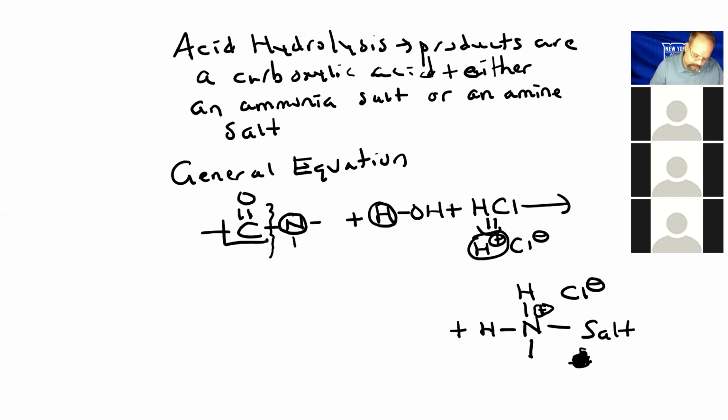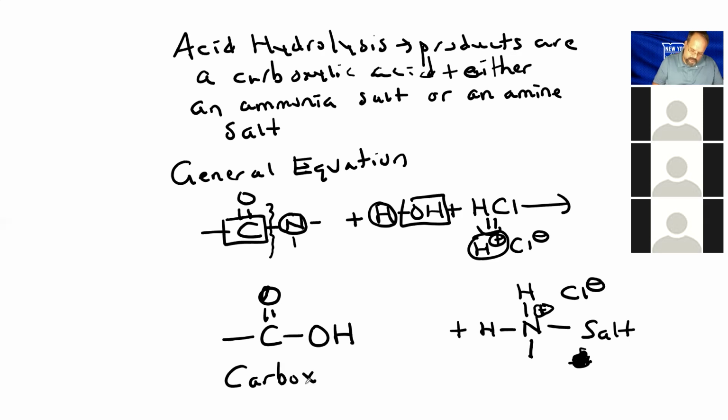Okay. The C double bond O carbon is going to pick up the OH from the water. So what does that lead us to? That leads us to our carboxylic acid. So you get your salt, and you also get your carboxylic acid. Those are the two products of amide acid hydrolysis. All right, let's look at a couple of examples.